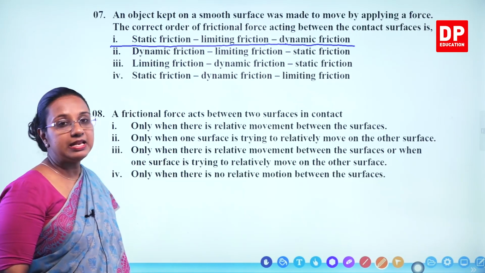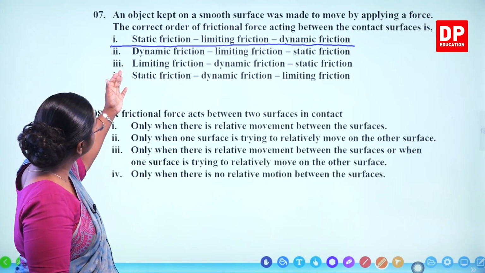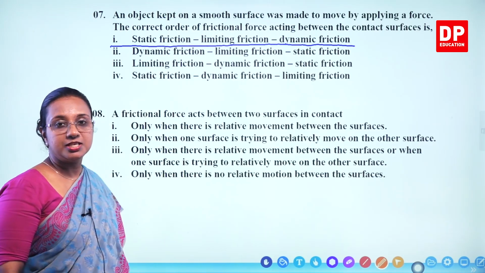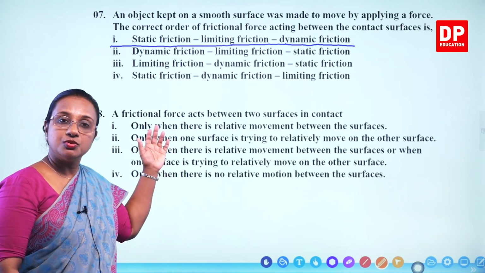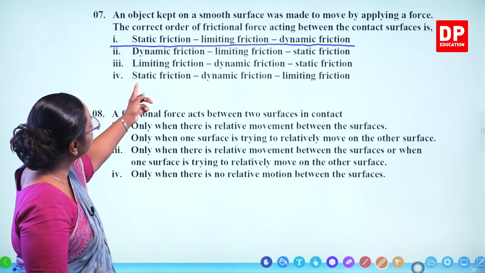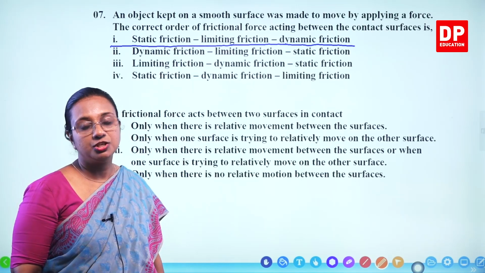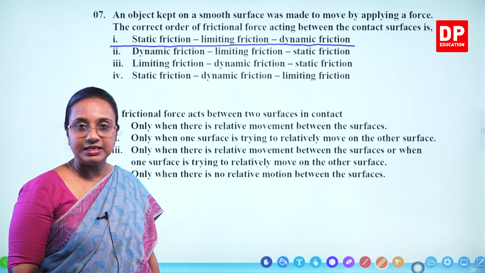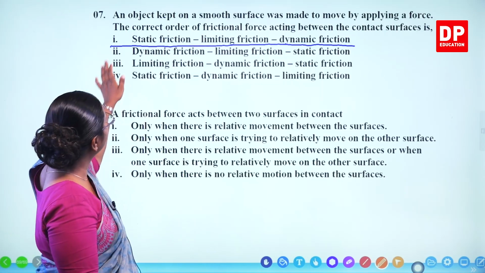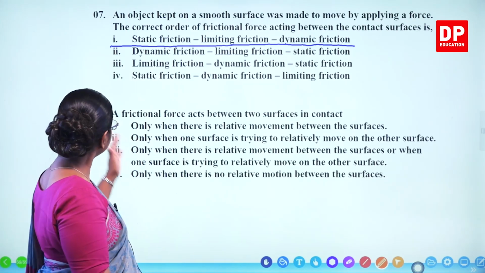Second one, dynamic friction is first. So, it's not correct. Third one, limiting friction is first. So, that is also not correct. Fourth answer, static friction. After that, it is dynamic friction. So, that is also an incorrect order. So, we have selected the correct answer.